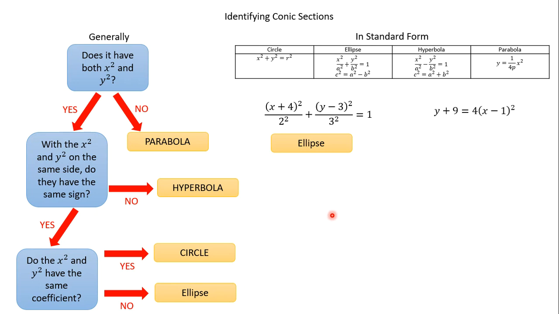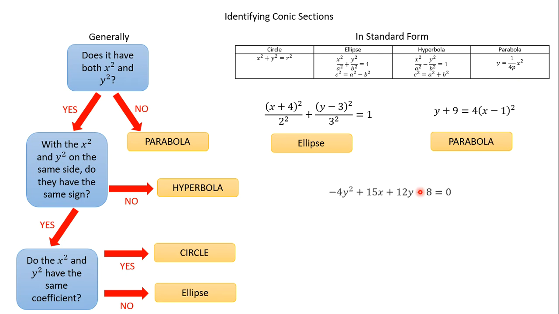How about this one? It's, again, in standard form, but we can go to the flowchart. Does it have both x squared and y squared? Well, we have an x squared here, but this y, nowhere is that being squared. So no, we don't have both x squared and y squared, which means it's a parabola. And doesn't this equation look like this equation?